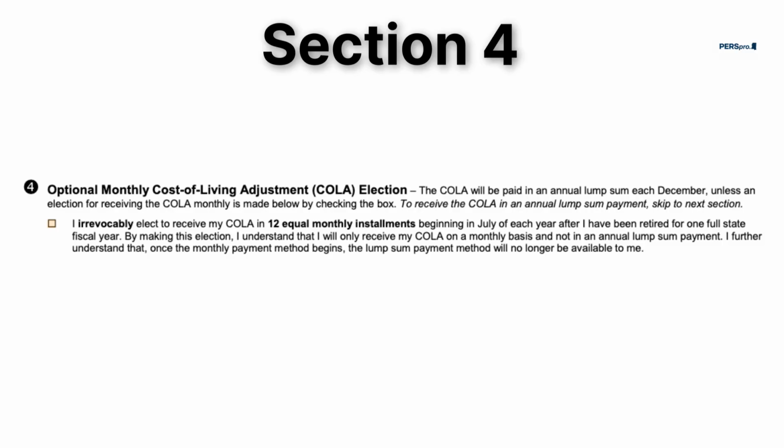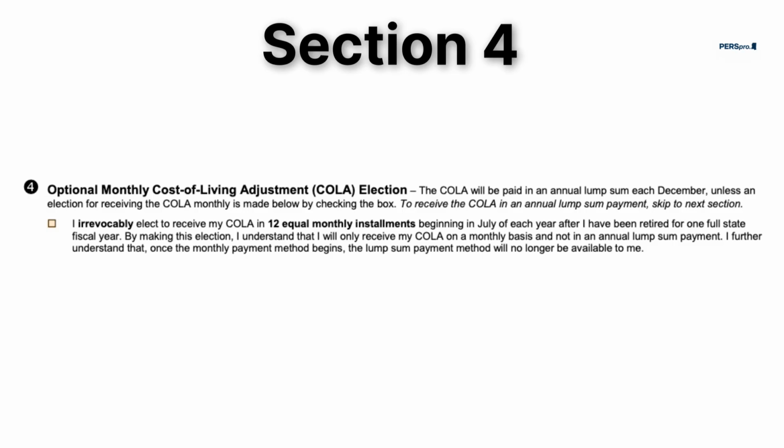However, Section 4 of Form 9P allows you to alter that distribution frequency. By checking the box in this section, you elect to have your annual COLA broken down into 12 equal parts and added directly to your standard monthly benefit check throughout the year.